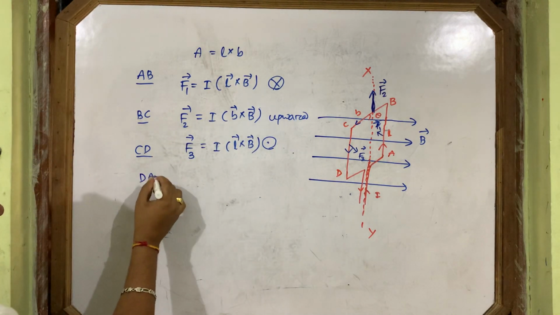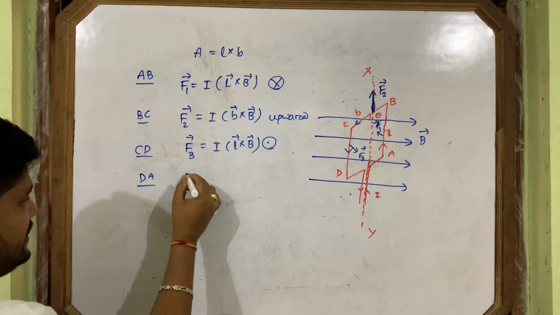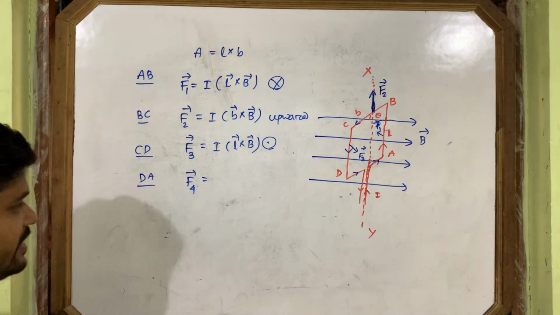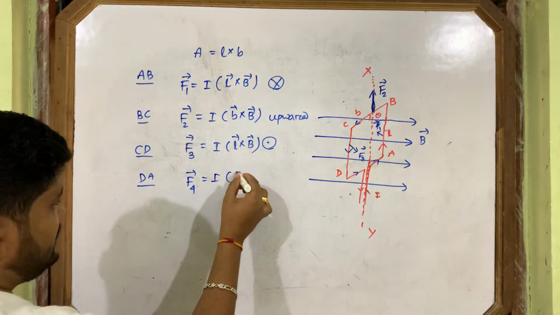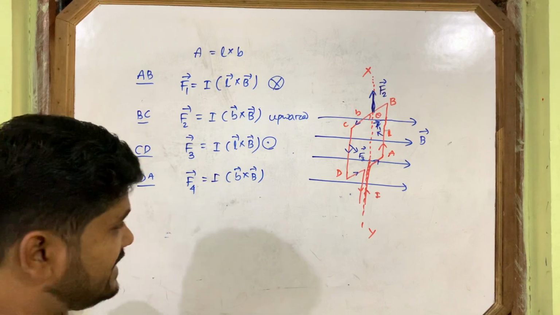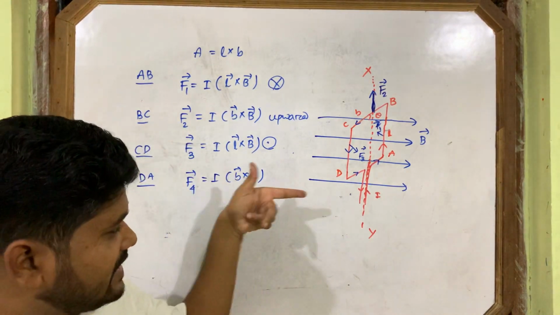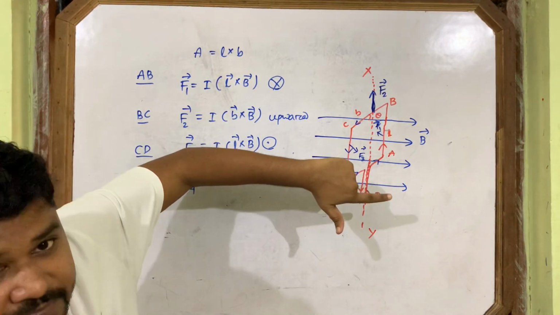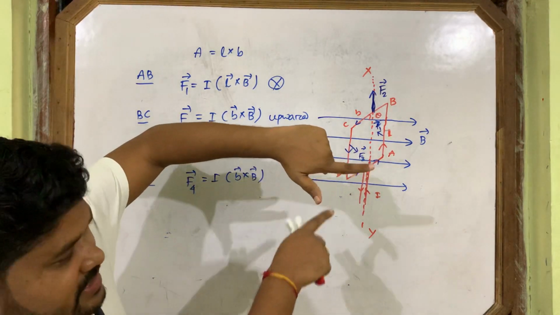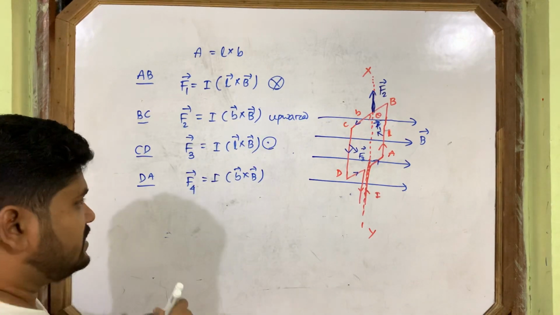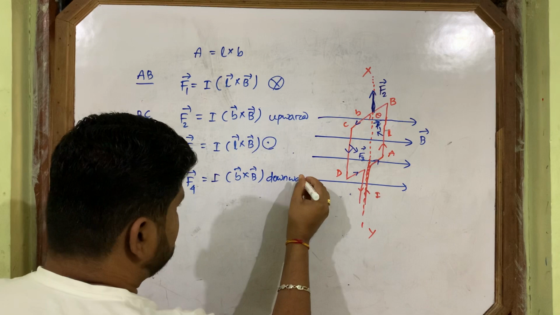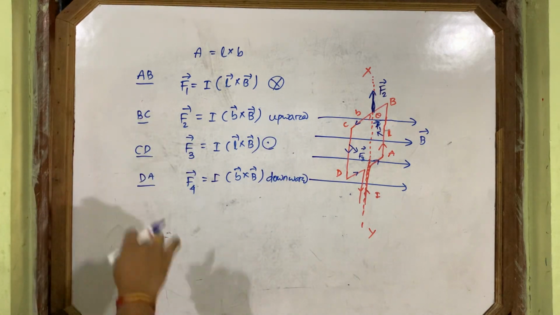Then DA, F4 vector. You neglect this gap, current goes like this, current comes like this. So I into B cross B. Where is the direction of force? If the current goes inward, where is the direction of force? Magnetic field is like this, current goes inward. This is the direction of current inward. Thumb is downward, along the axis. Can you mark?